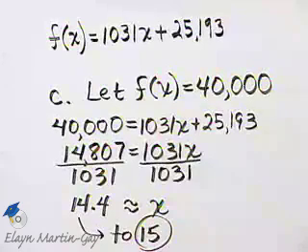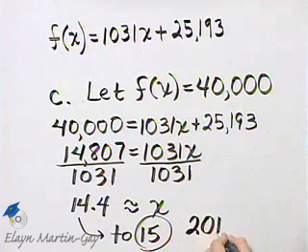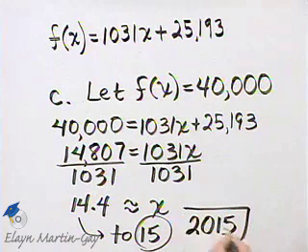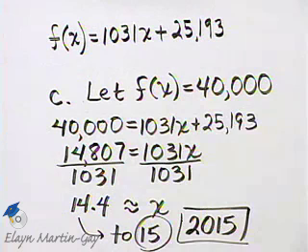That stands for 15 years past the year 2000, so that means that in the year 2015, now where did I get that from? 15 plus the year 2000. In the year 2015, we predict that during that entire year, the salary is $40,000 or greater. That's part C. Let's look at part D.